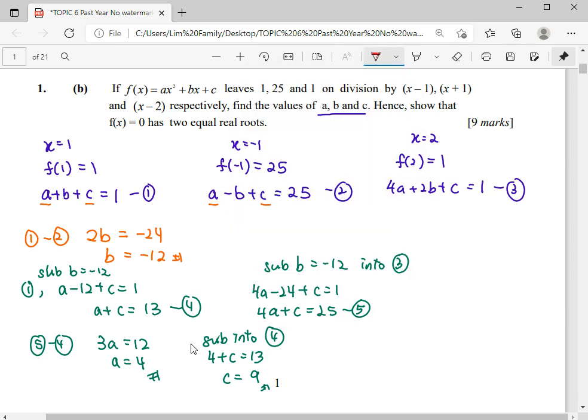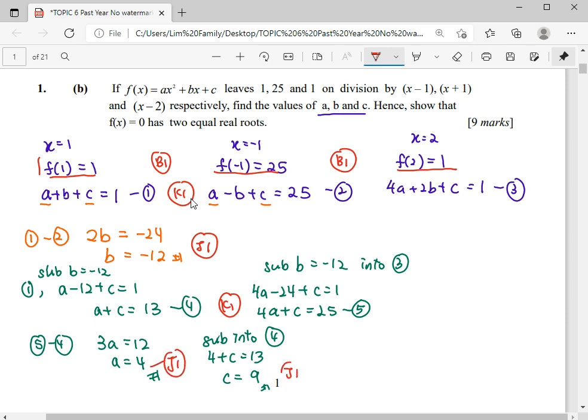So start from the beginning, our remainder theorem. We have 2 marks for these 3 remainder theorems. Then build up 3 simultaneous equations, substituting our values of x. And then try to solve our simultaneous equations, first for B, and then solving simultaneous equations for A and C. A is 4, C is 9 is your answer.